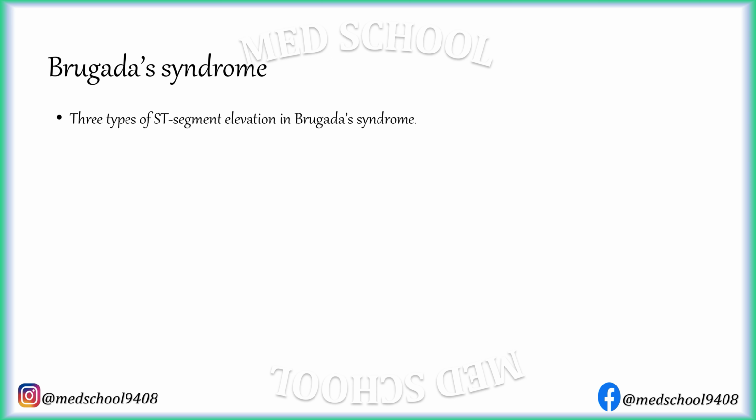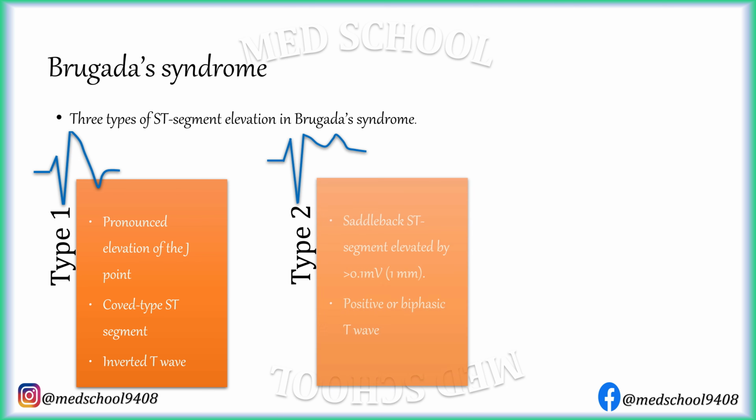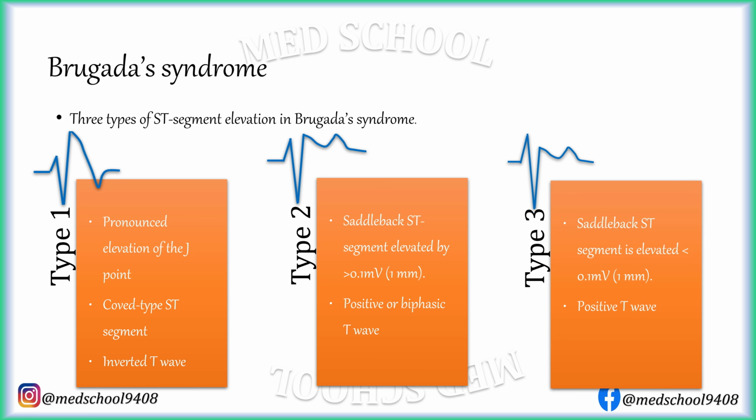There are three types of ST segment elevation in Brugada's syndrome. In type 1, there is pronounced elevation of J point, coved-type ST segment and inverted T waves. In type 2, saddleback ST segment is elevated by more than 0.1 mV, that is more than 1 mm with standard calibration. T waves are positive or biphasic. In type 3, saddleback ST segment is elevated by less than 0.1 mV, that is less than 1 mm with standard calibration. T waves are positive.